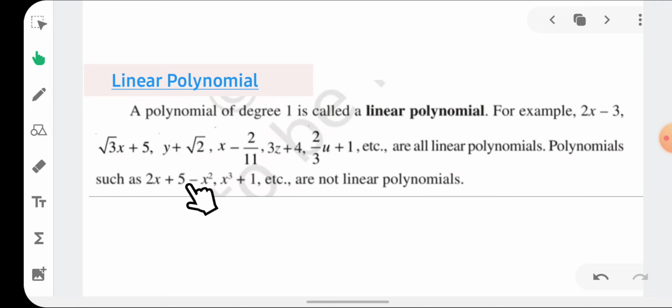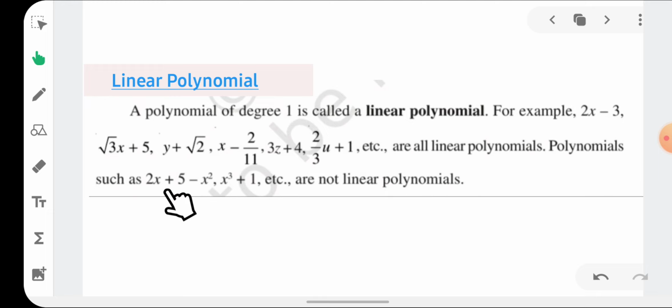So in all these examples, there are different variables: variable x, variable y, variable z, variable u. So variables are there and their degrees are 1. That's why these are known as linear polynomials. Polynomials such as 2x plus 5 minus x square can also be written as minus x square plus 2x plus 5.